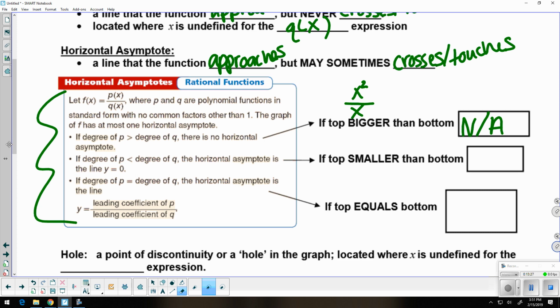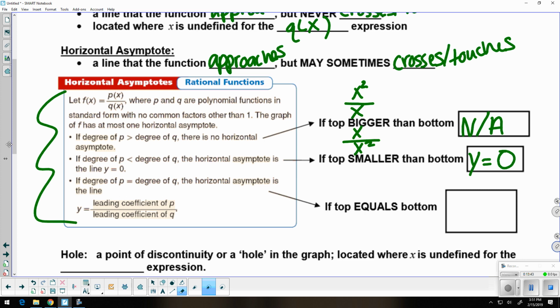That's fine too. If the degree of P is less than the degree of Q, so now if it's switched around, the horizontal asymptote is going to be y equals 0. So if I switch this around, if I have a smaller one on top, x over x squared, then I do have one, it's just y equals 0.